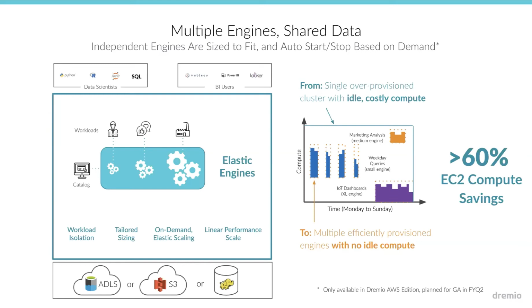Today, this is available on our AWS version of Dremio, and in the future, it'll come to other products that we have as well. But this is a great way to make sure that you are doing resource isolation. You're able to get a better idea of how much resource is being used. You don't have idle compute costs, and it allows you to scale out as you need as well.